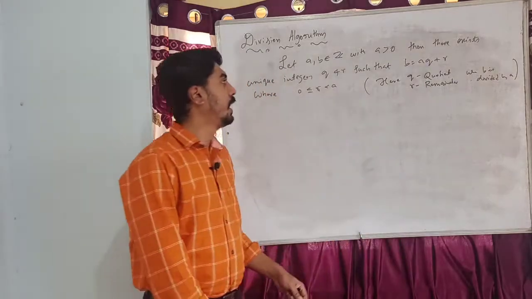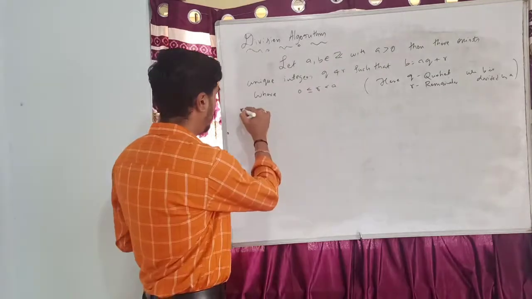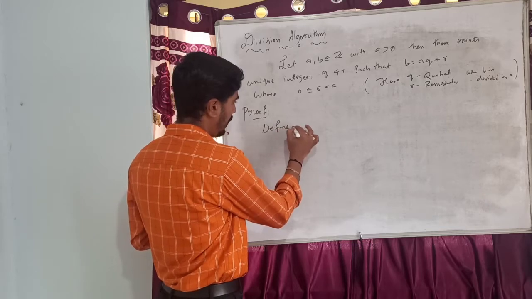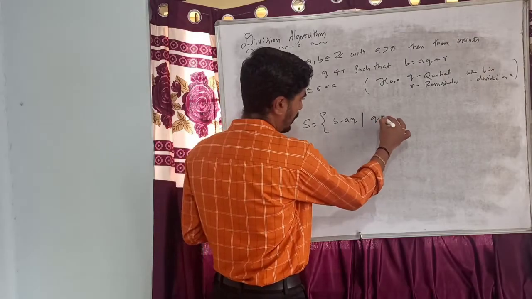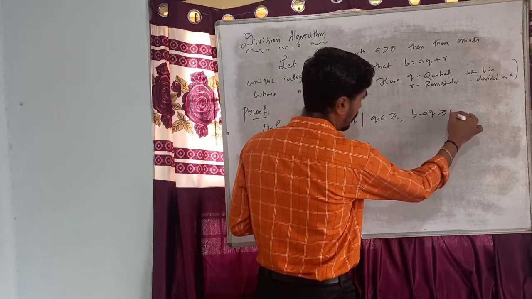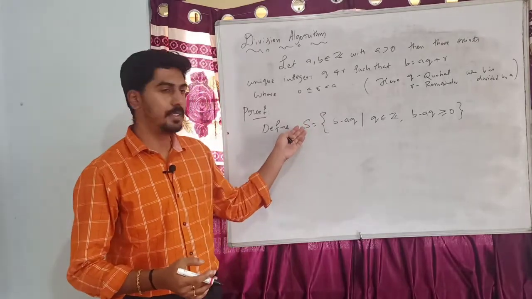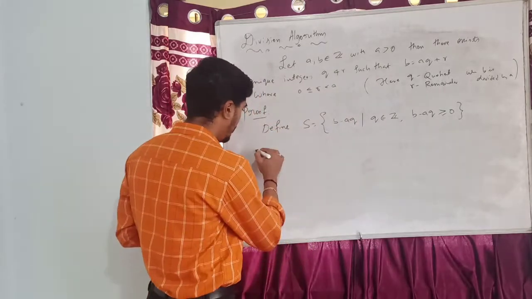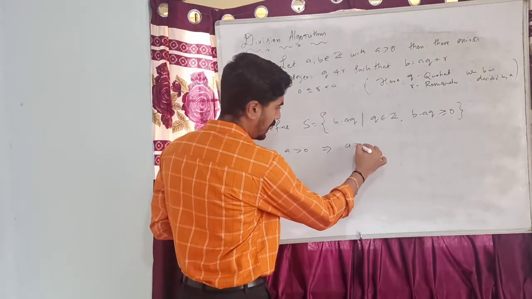Okay. Now to prove this, first I define a set S. Proof. Define a set S as b minus aq, where q is an integer and b minus aq greater than or equal to 0. First, let us show that this set is non-empty. Given that a is greater than 0, this implies a is clearly greater than or equal to 1.